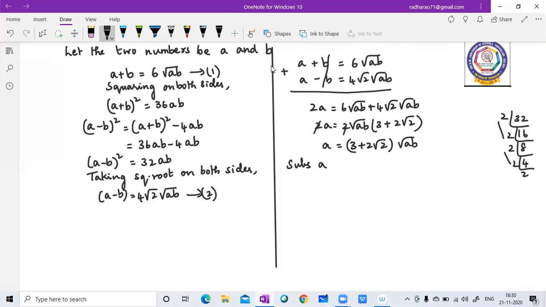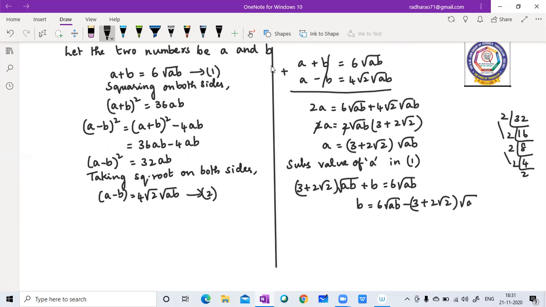Substitute the value of a in equation number 1. So what is the first equation? In the place of a, what do I substitute? 3 plus 2 root 2 into root ab, plus b, is equal to 6 root ab. So b is equal to 6 root ab, and I take this to the other side, minus 3 plus 2 root 2 into root ab. So 6 root ab minus 3 root ab minus 2 root 2 root ab. What is 6 minus 3? 3 root ab minus 2 root 2 root ab. That is 3 minus 2 root 2 into root ab.